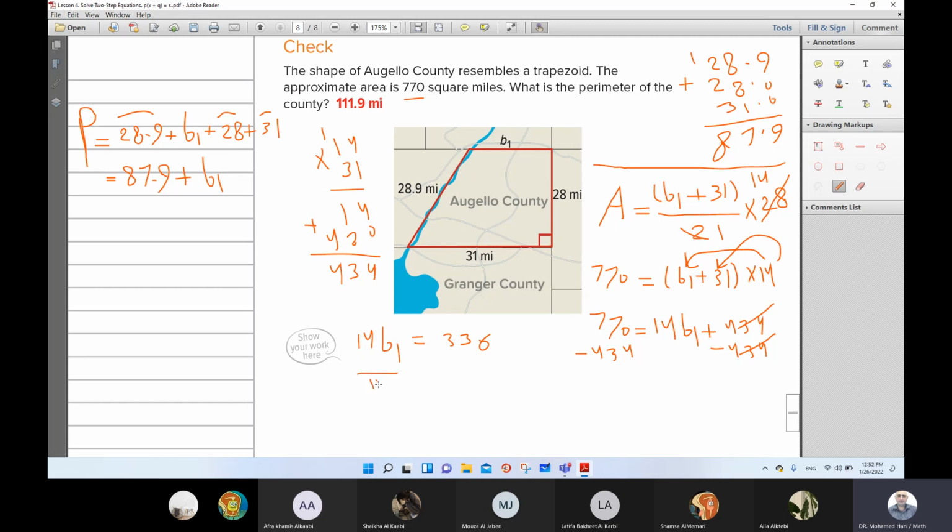To solve this equation, divide the two sides by the coefficient. Divide here by 14 and divide here by 14. 14 divided by 14 equal 1. 1b1 means b1. Then we want to divide 336 divided by 14.